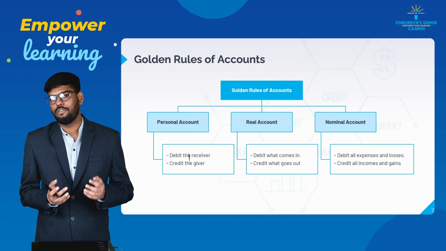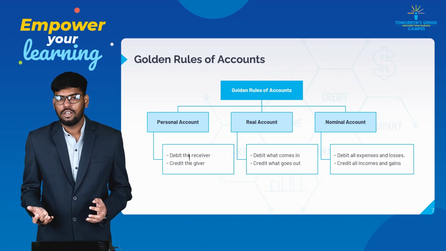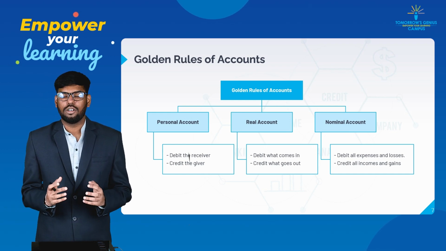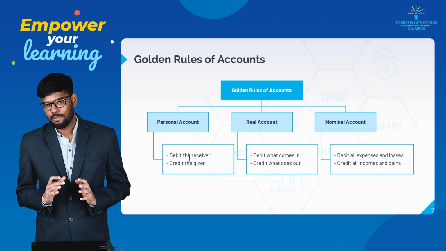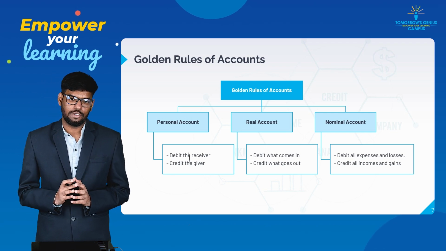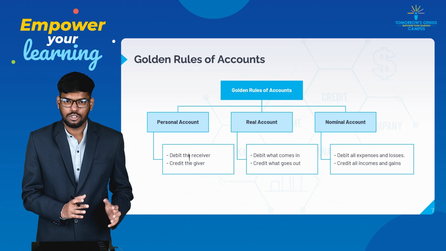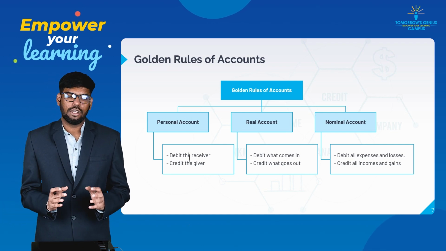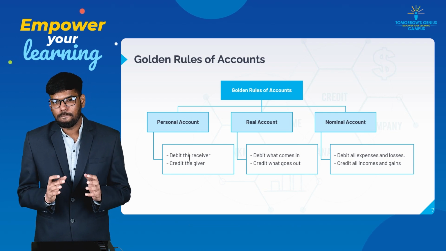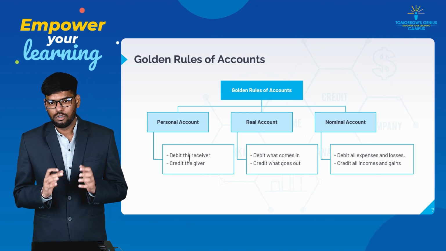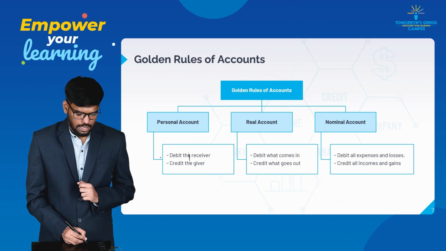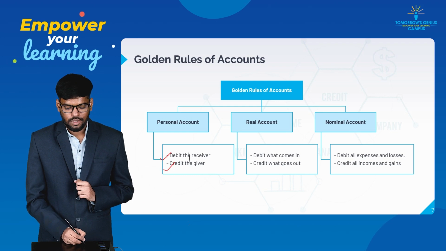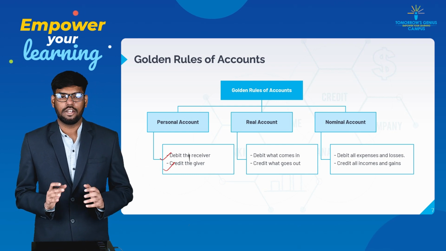In accounts, we know if one is debit, there has to be a credit. So with the help of these golden rules, we can understand which account to debit and which account to credit. Suppose, for example, personal account. In personal account, there are natural persons, artificial persons, and representatives of personal accounts. Whenever any personal account is involved, which rule do we follow? The rule is debit the receiver and credit the giver. This rule we have to follow in the case of personal account.